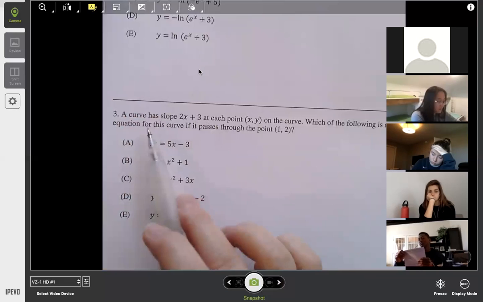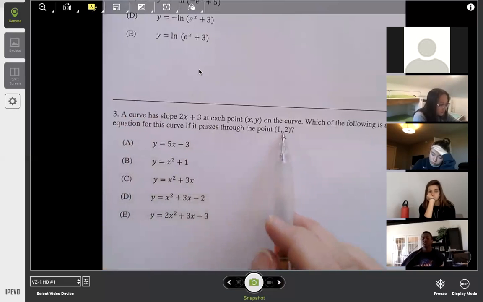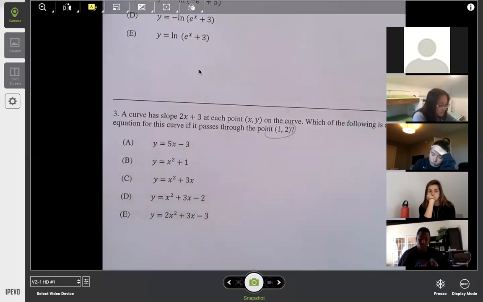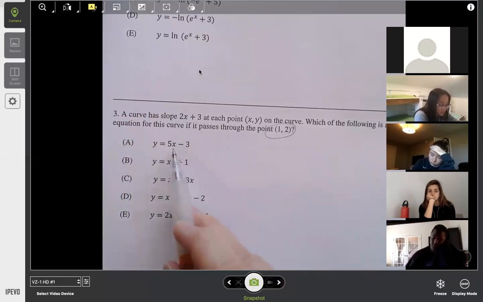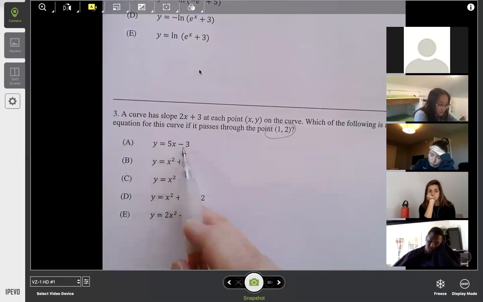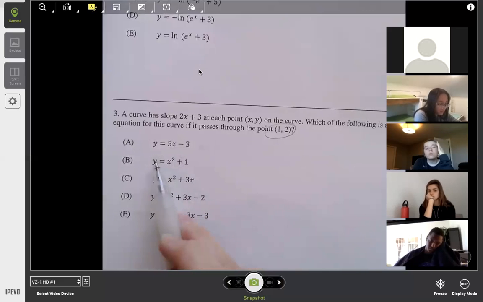A curve has slope 2x plus 3 at each point (x, y) on the curve. Which of the following is an equation for this curve if it passes through the point (1, 2)? So first of all, that's an initial condition. (1, 2) has to be a solution. So I would start by plugging in 1. 5 minus 3 is 2. That's an option. 1 squared plus 1 is 2. That's an option.